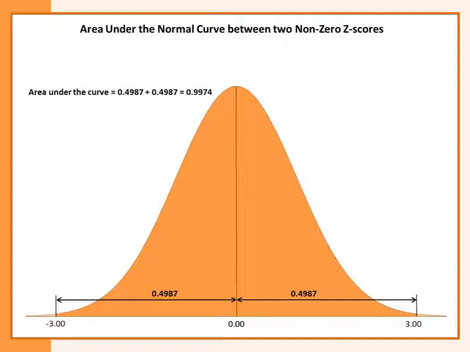Because these z-scores are on opposite sides of the curve, we add these two areas together, and we see that the proportion of the curve that falls between minus 3 and 3 z-score values is 0.9974. And this is where we get from the empirical rule that 99.7% of the area under the curve falls within 3 standard deviations of the mean.